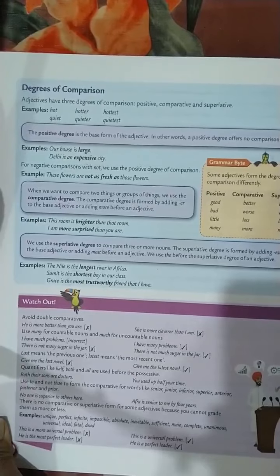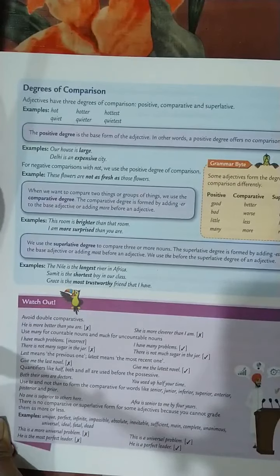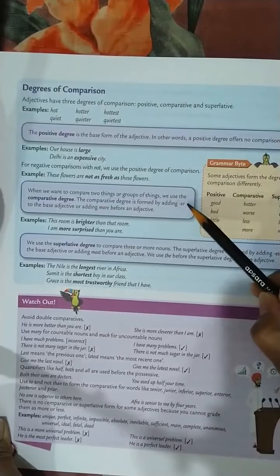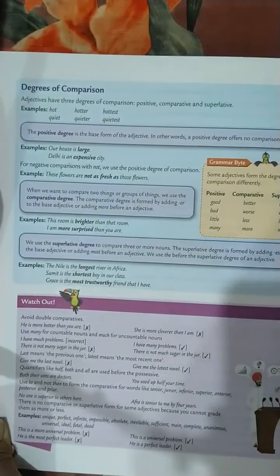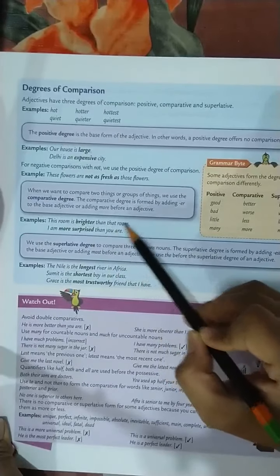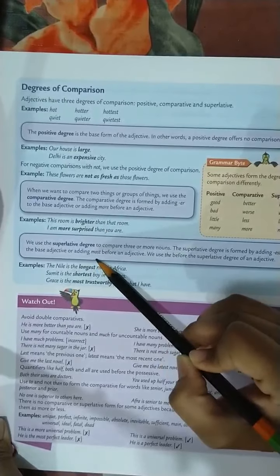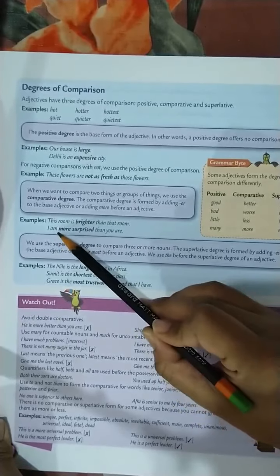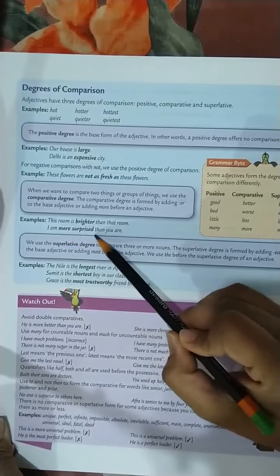Students, do remember this: the comparative degree is formed by adding er to the base adjective or by adding more before an adjective. See the example, the room is brighter than that room. Brighter, by adding er, we are forming the comparative degree. I am more surprised than you. Here the word more is put before an adjective. This shows the comparative degree.